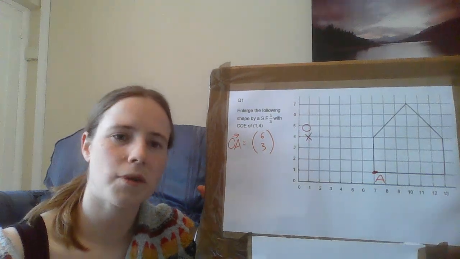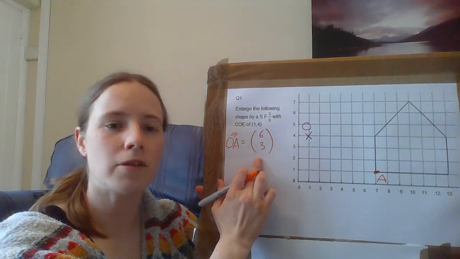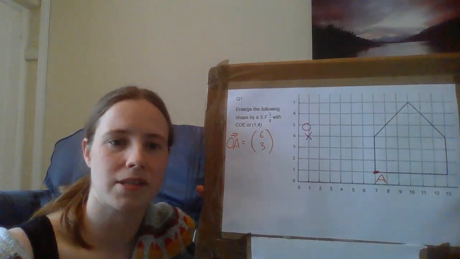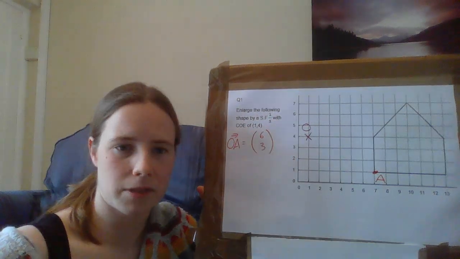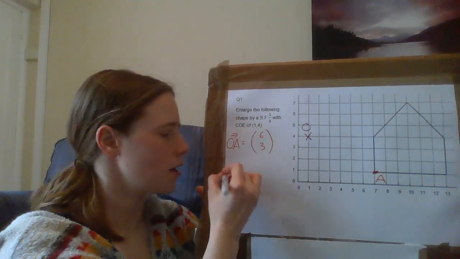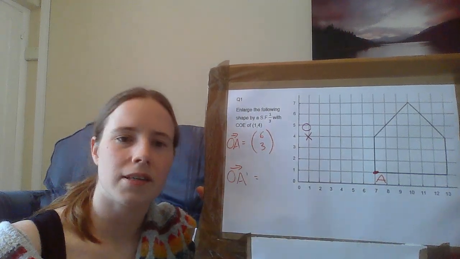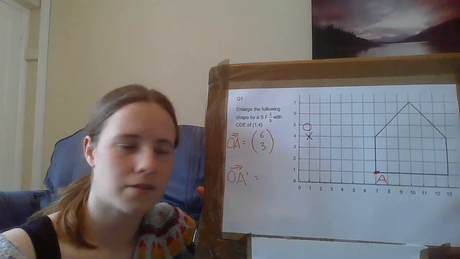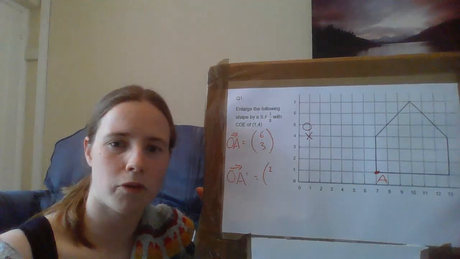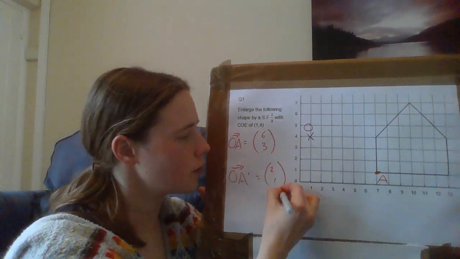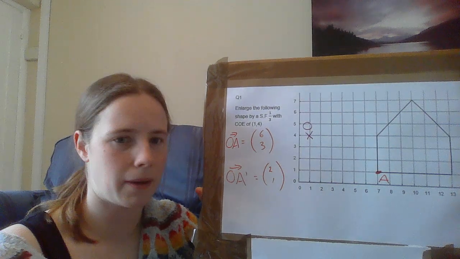Now, in order to work out where A needs to end up, I have to take that vector and multiply it by the scale factor as if it were a scalar. So I'm going to do 1/3 times each of these numbers. And that's going to help me find the new position of A. So 6 times 1/3, or 1/3 of 6, is 2. And 3 times 1/3, or 1/3 of 3, is 1. You'll notice that both of those work out really nicely because both of these are multiples of 3, which is deliberate in making this question.